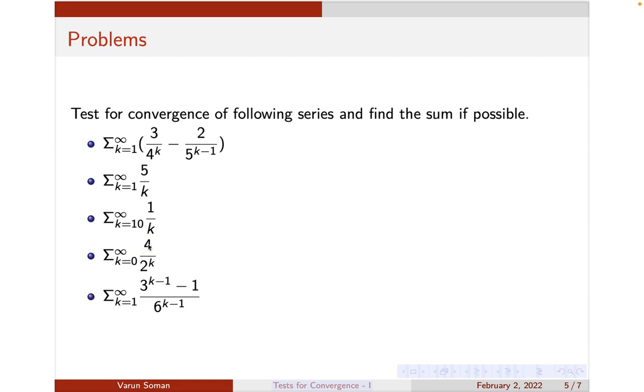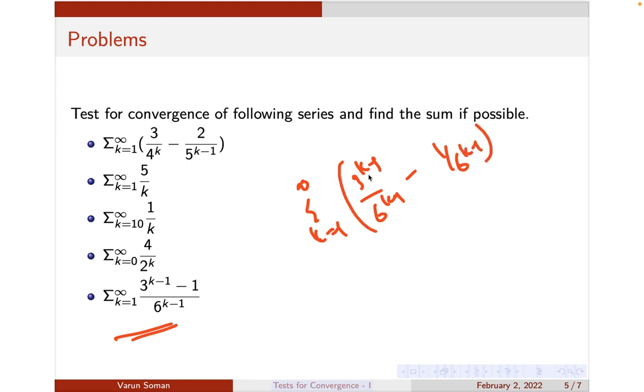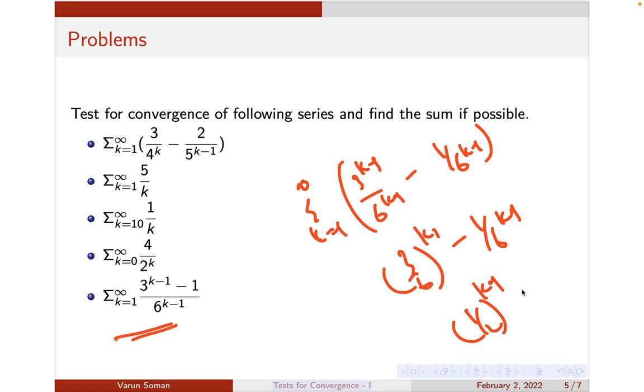Okay, one more example, you can try it yourself. Please try it yourself. This is another series. If you make it simpler by splitting the numerator, it will simply be sigma k equal to 1 to infinity, 3 raised to k minus 1 by 6 raised to k minus 1, minus 1 by 6 raised to k minus 1. So this is 3 by 6 raised to k minus 1 minus 1 by 6 raised to k minus 1. So it is actually 1 by 2 raised to k minus 1 minus 1 by 6 raised to k minus 1, sigma. Basically it's a geometric series. This is also a geometric series. So just write it yourself.